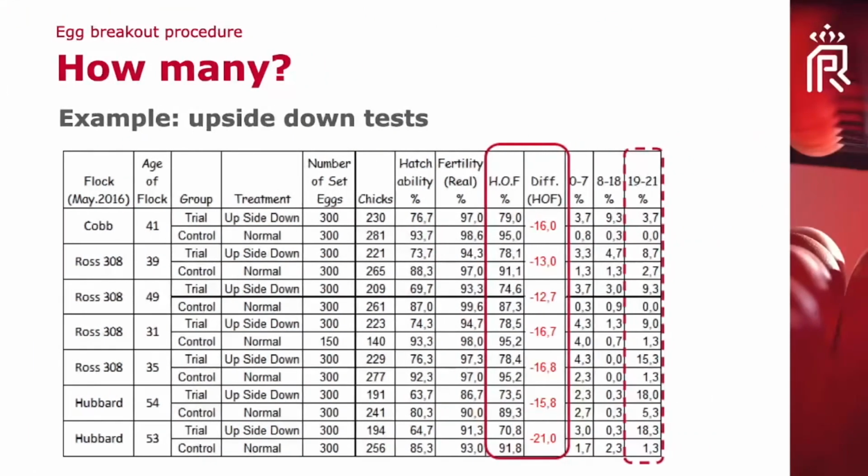We had a client that was quite surprised about our statement of how many upside down embryos would die in the later stage. So he put up his own experiment. He had 7 different hatches and he set 300 eggs upside down and also 300 eggs normal. And then he just calculated the hatch of fertile. Of course he saw the difference between those upside down eggs and the normal eggs. And he also did an egg breakout procedure to find out that a lot of these eggs, the high percentage was in the late dead.